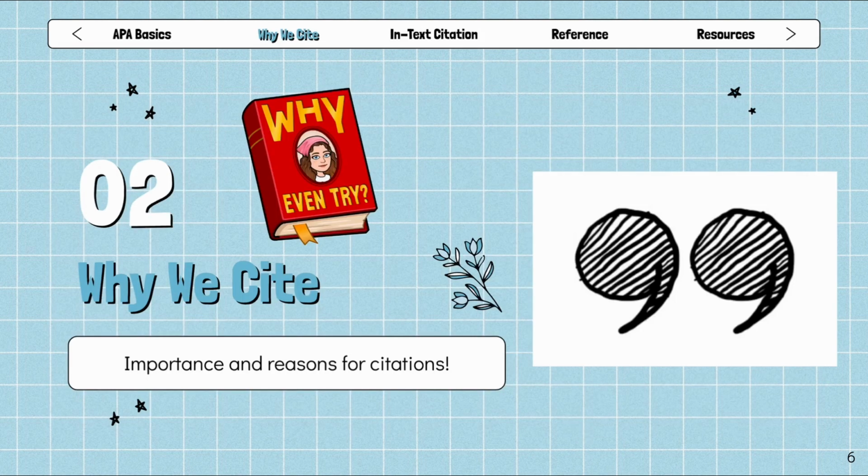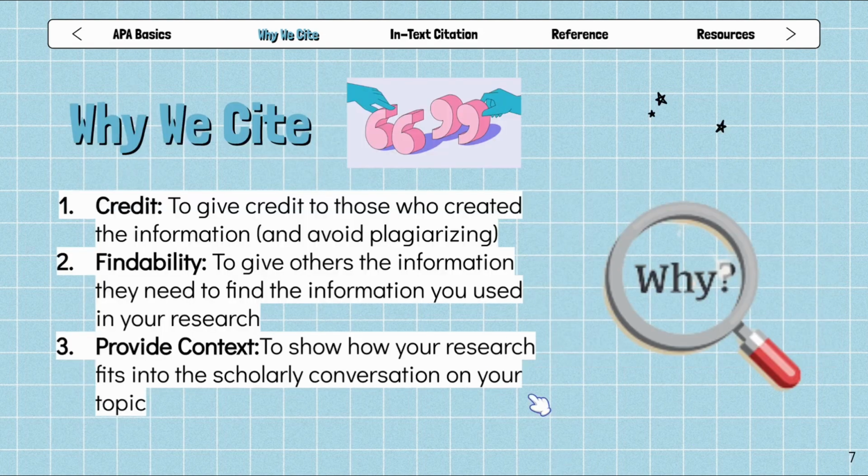Why we cite: importance and reasonings for citations. First is credit, to give credit to those who created the information and avoid plagiarizing. Second, findability, to give others the information they need to find the information you used in your research. Number 3, to provide context, to show how your research fits into the scholarly conversation on your topic.